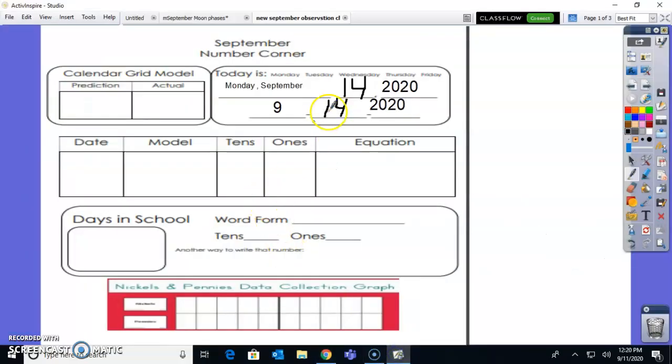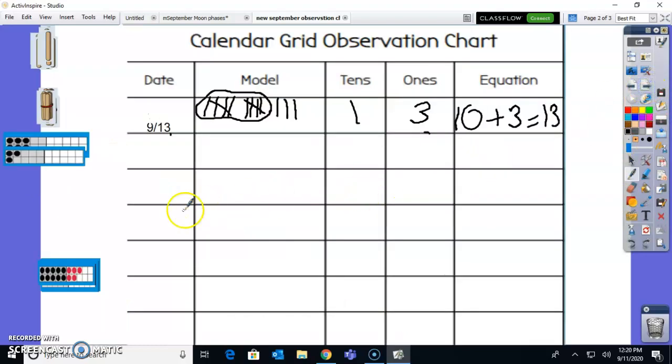So let's go to our paper that's in the plastic, remember, so you can reuse it. You are going to write yours here, and I'm going to do mine on our bigger one. So today is September 14th, okay? And our model is 14 popsicle sticks, so a group of 10 and 4 ones.